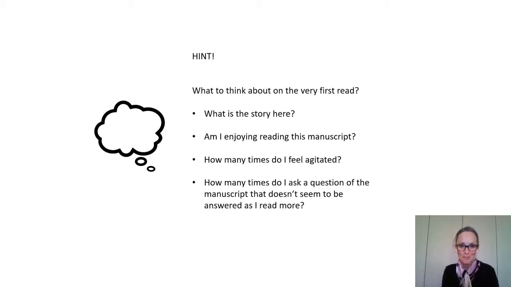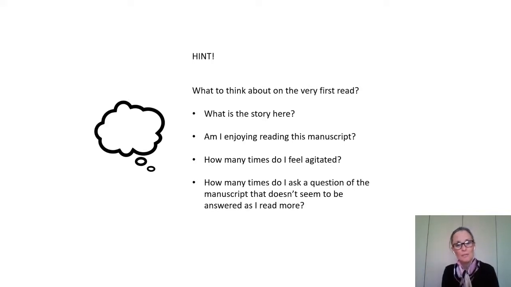So what to think about on that very first read. What is the story here? At the end of the day, every manuscript's goal is to tell a story, to take the reader on a journey of the research that they set out to achieve, to answer a research question, to fulfill a hypothesis, for example. So what is the story? Can I get a sense of the story? Is it clear? Is the story not really making sense? Is it confusing? That's my first thought.